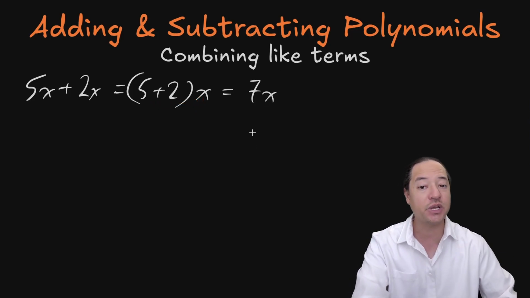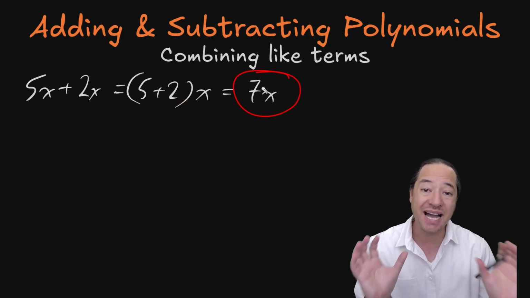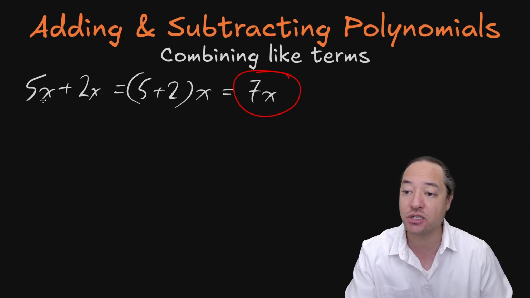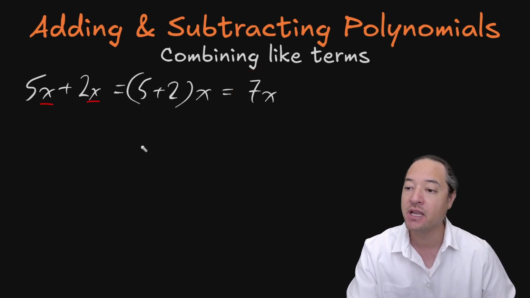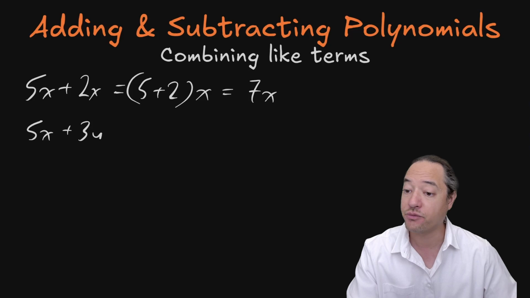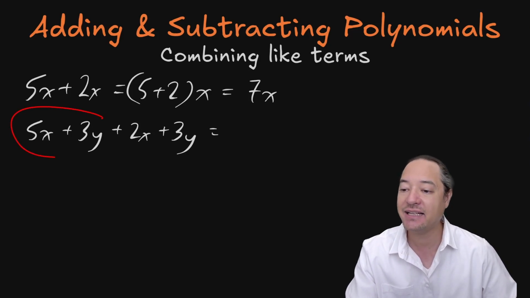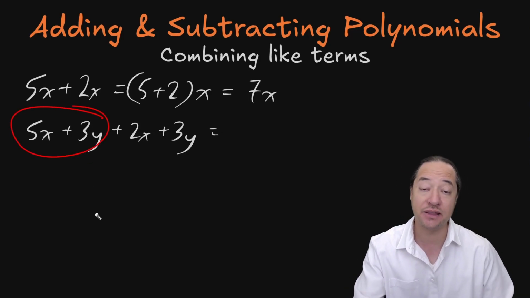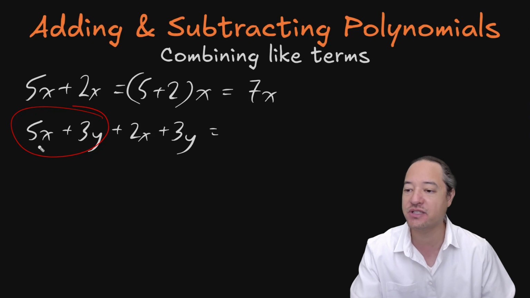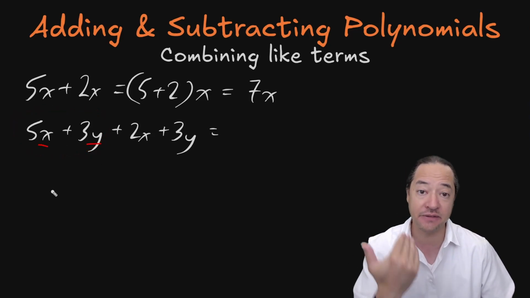Okay, so there we go. We wind up combining these, and we call them like terms because they share this same common factor, okay? Now, if I have another expression, how about something like 5x plus 3y plus 2x plus, let's say, another 3y. Well, here, I cannot combine 5x and 3y. These are not like terms because they do not share a common factor.